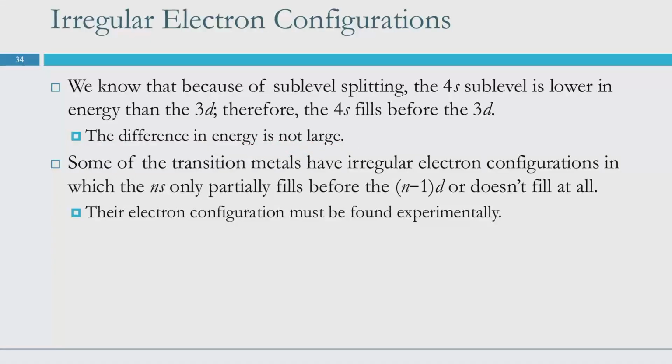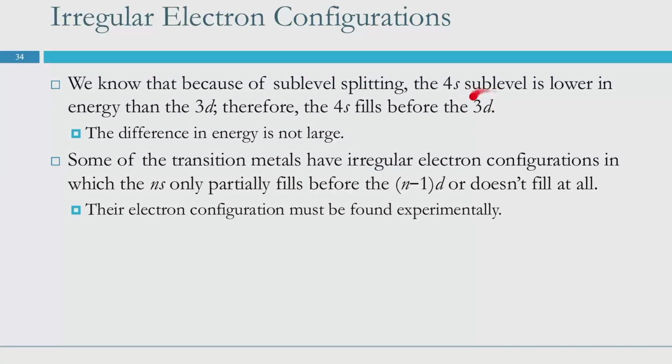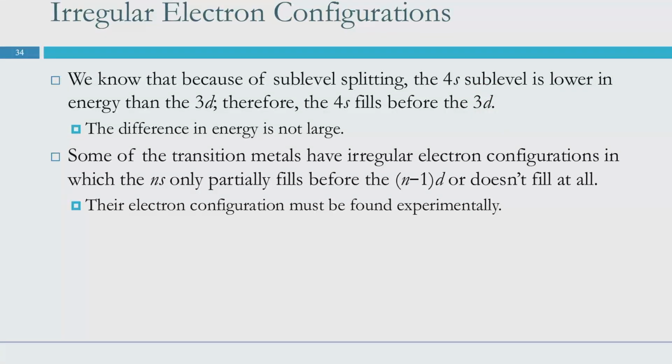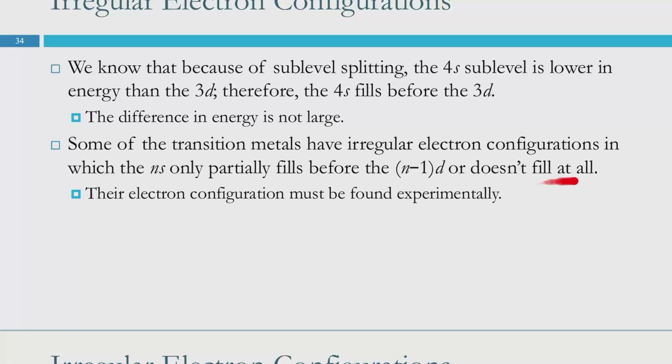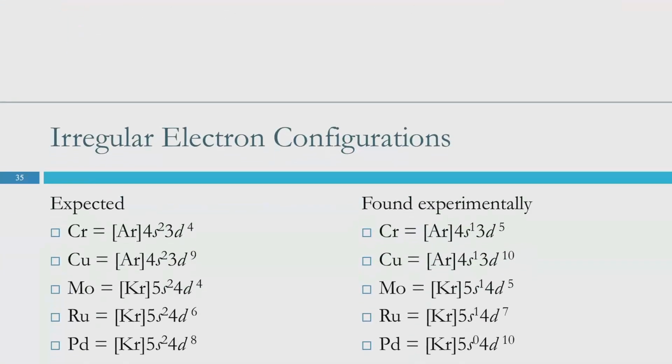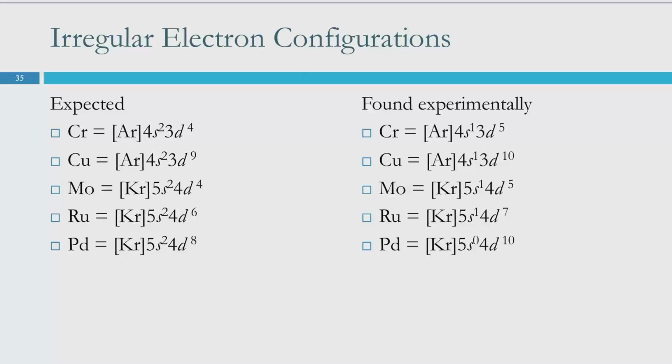So there are two energy levels that are relatively close to each other, with 3d being a little bit higher in energy. Some of our transition metals have weird electron configurations where our NS, so our S shell, doesn't fill before the D shell, or it doesn't fill at all. And these are some of those odd electron configurations. So chromium, copper, molybdenum, ruthenium, palladium all have weird electron configurations.